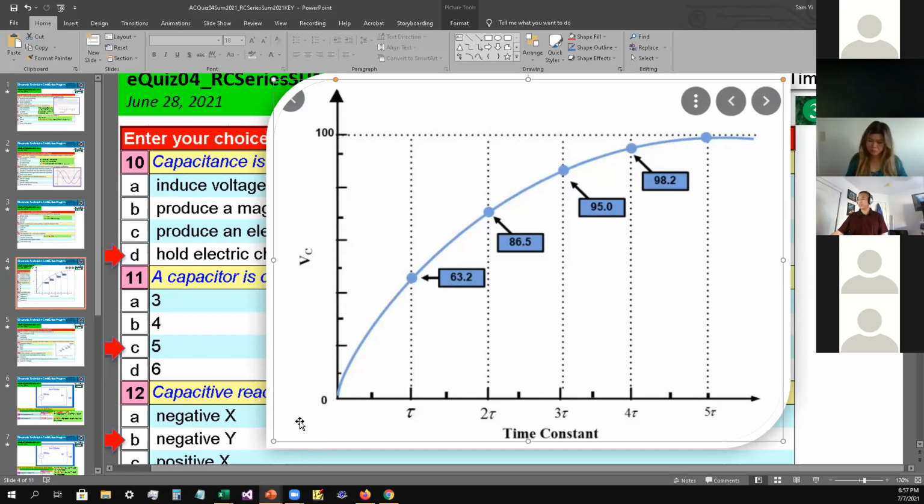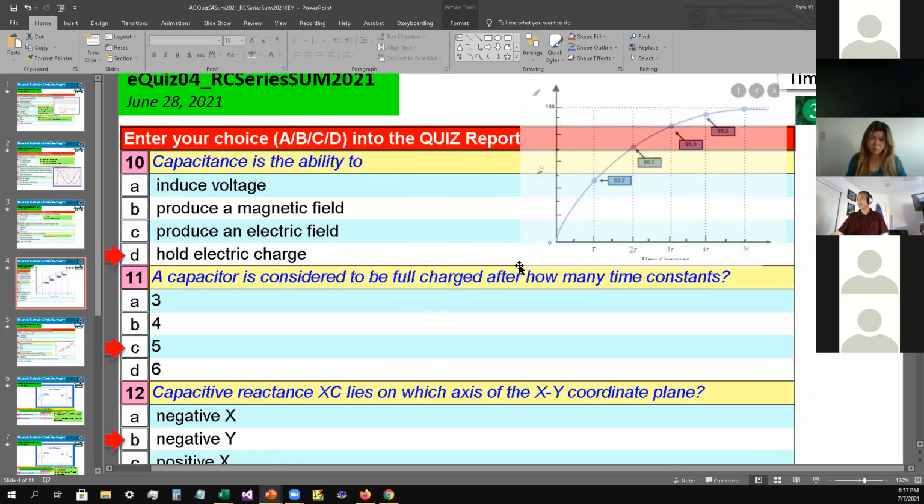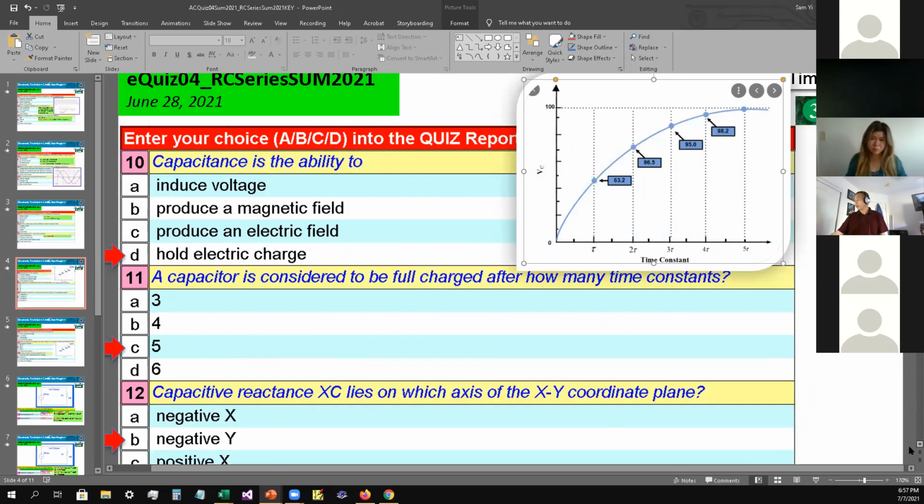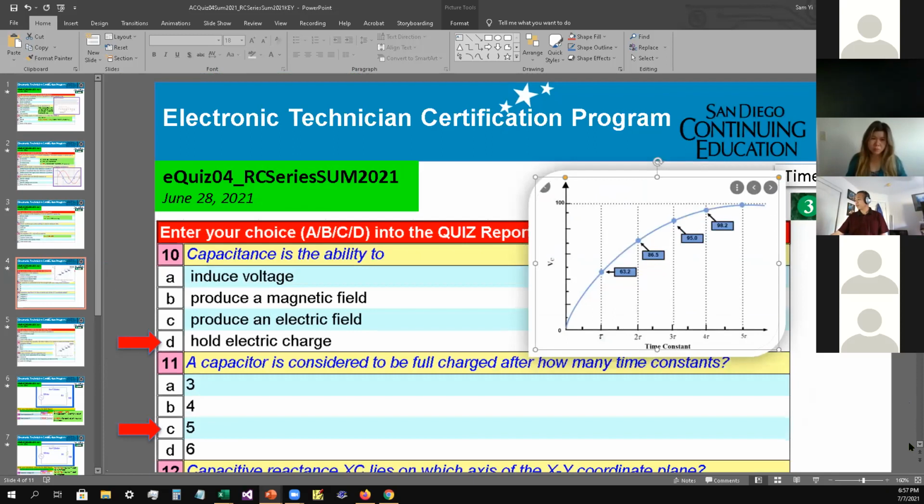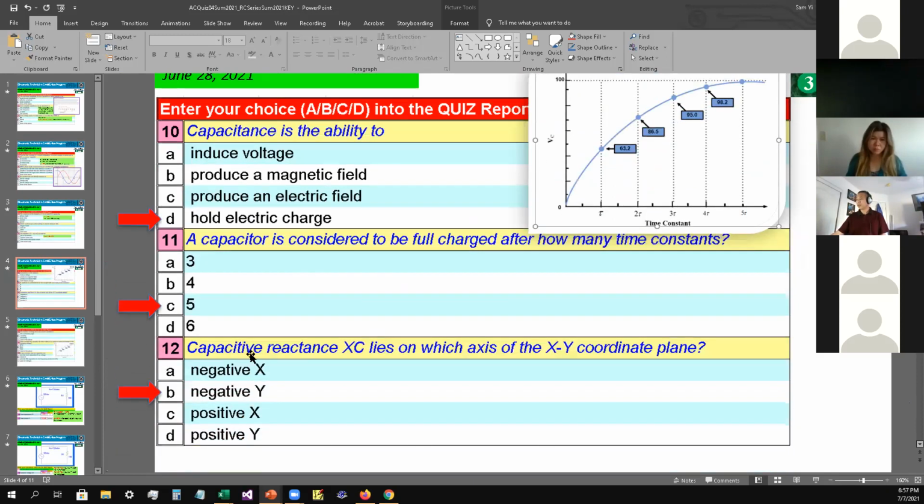Okay, next one. Capacitive reactance XC lies on which axis of the XY coordinate plane? This one Mr. Pham just went over. It's going to be on the negative Y axis. So B as in beta for number 12.